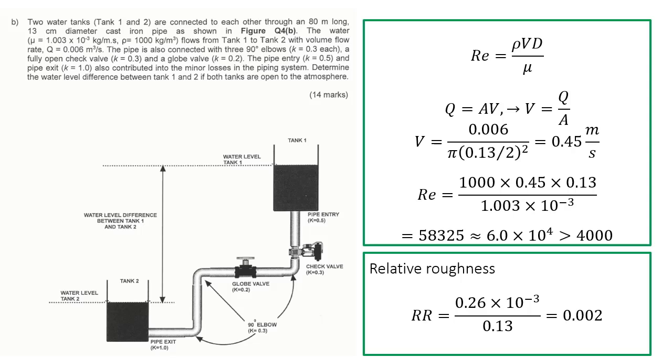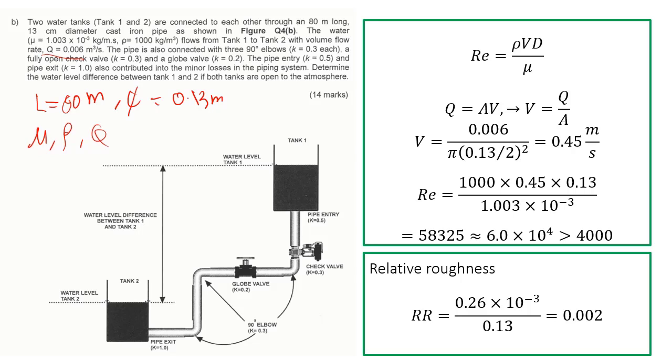Alright, so now let's make an example of how we find the friction factor. We have the same equation as before. We have a pipe that is 80 meters long, the diameter is 0.13 meter, and the pipe is cast iron, given as 0.045. We also have the information mu, rho, and the value of Q.